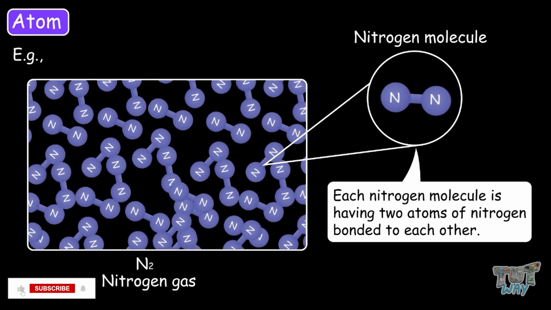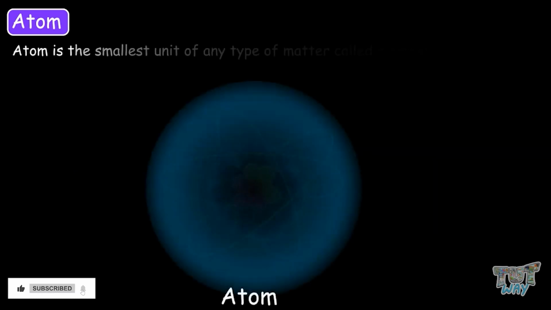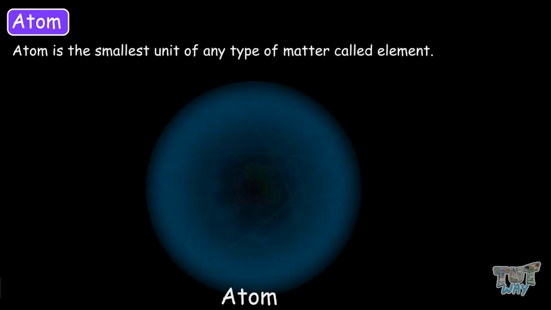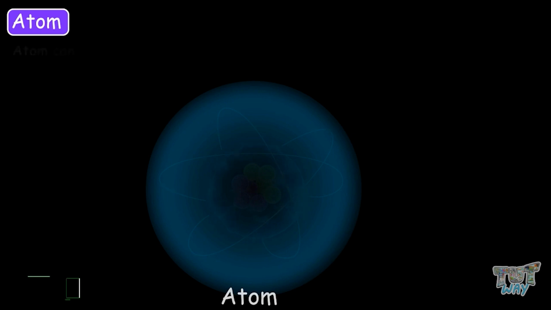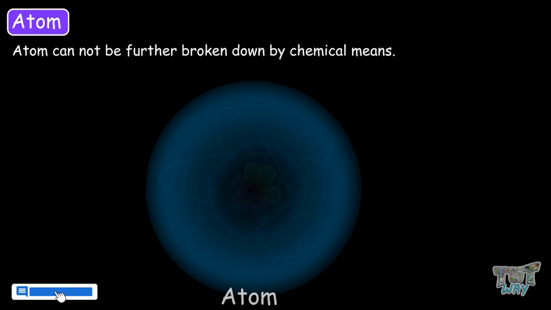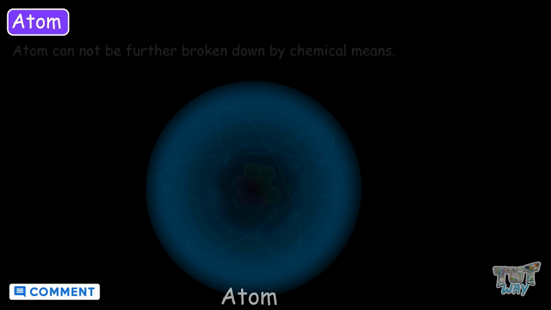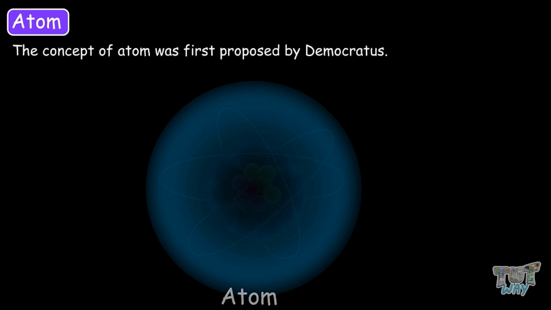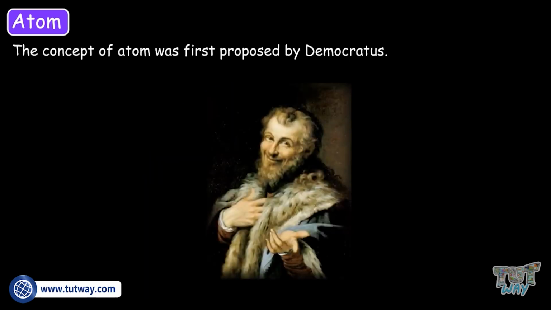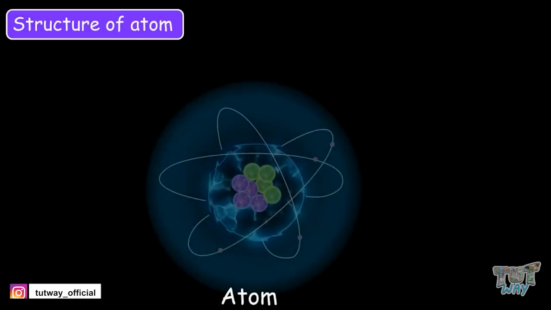So, now you can understand the atom is the smallest unit of any type of matter called element, and the atom cannot be further broken down by chemical means. The concept of the atom was first proposed by Democritus. Now let's learn the structure of atoms.